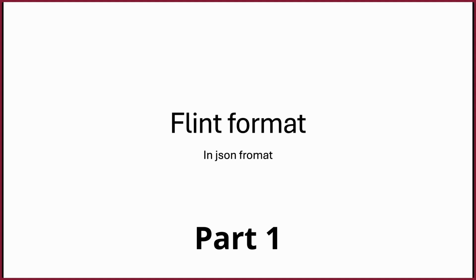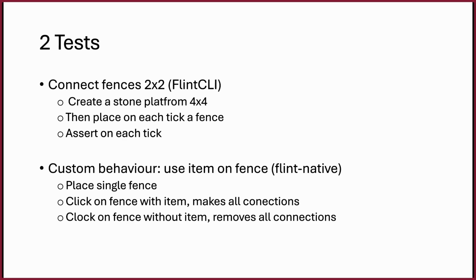Today we are looking into the Flint format. This will be, I think, a long video, so maybe I will split it into parts, but you will see that directly in the title. So the plan for today is that we make two tests. The first test will be a connect fences 2x2. That means we create a stone platform of 4x4. Then we place the fences on the middle square, each fence a tick, and we assert each tick.